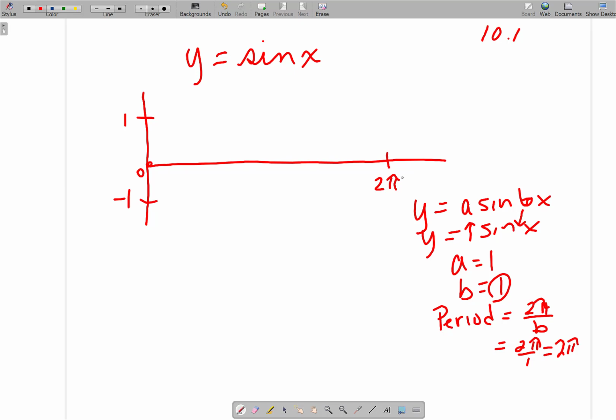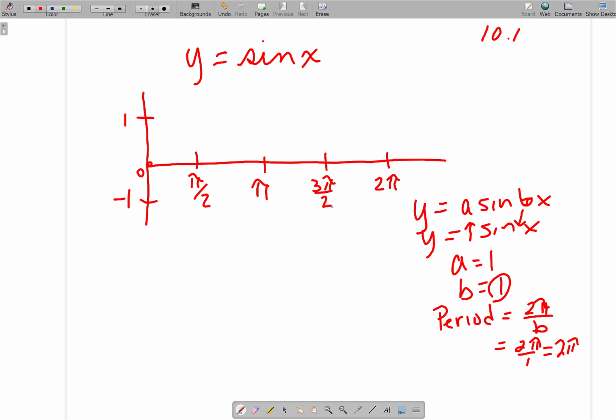To figure out the rest of the points in between, you need to break it into quarters. Halfway through would be pi. Halfway between 0 and pi would be pi over 2. And halfway between pi and 2 pi would be 3 pi over 2. That's your typical graph for the sine of x. It's going to look just like this. Now you can use the sheets that I gave you that figured everything out, or you can use your calculator.